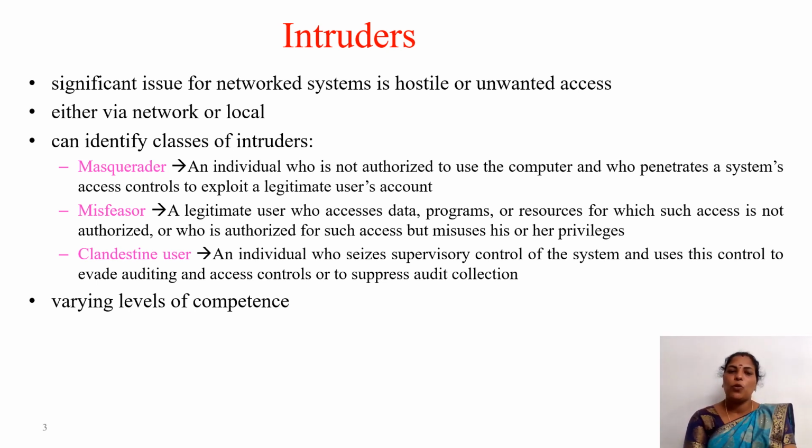Another type of intruder is the clandestine user. That is an individual who seizes supervisory control of the system and uses this control to evade auditing and access controls or to suppress audit collection. This clandestine user may be either an insider or an outsider. The level of competence for these intruders may vary. Different levels are there, and each intruder's level may vary in accessing the resources of any organization or institution.